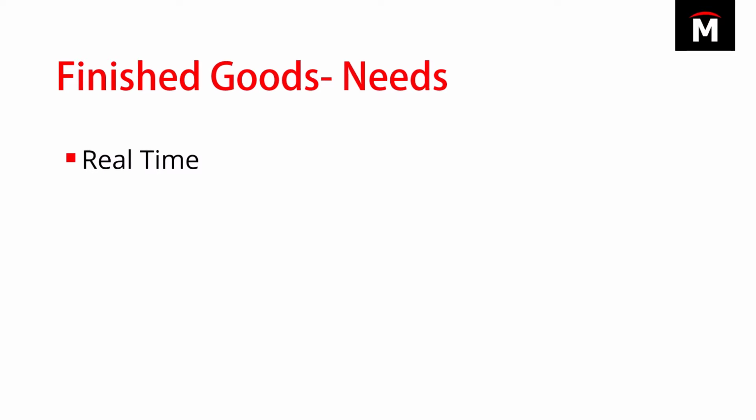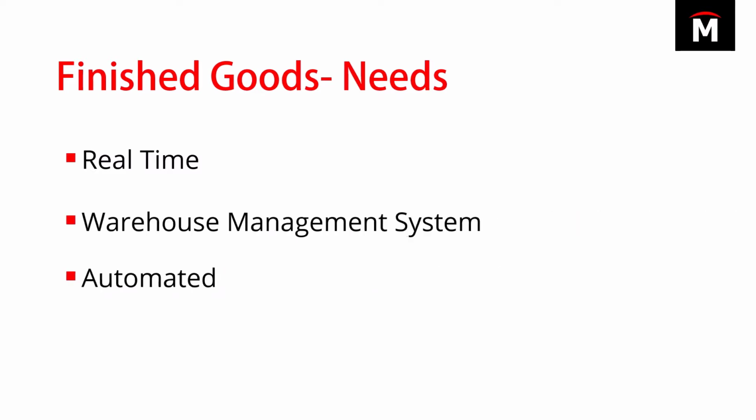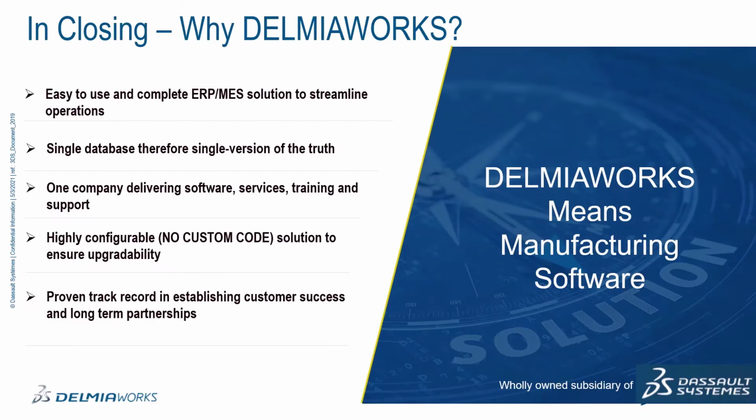So when our warehouse management team is loading up a shipping container or loading up a truck, they're scanning those work orders in real time. And so now at any given point through the day, we know exactly how much inventory is sitting in our warehouse. So DelmiaWorks is providing a true automated warehouse management system. Again, the key takeaway here is that it's all in a single point of information.